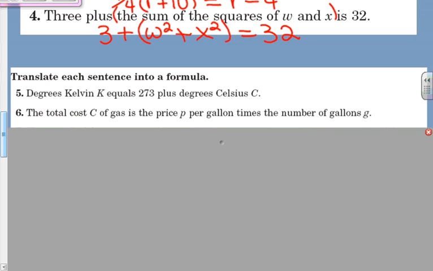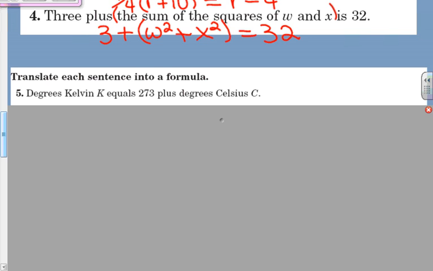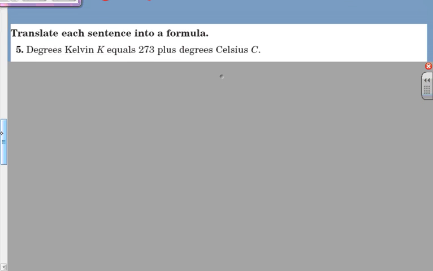You're also going to have to write formulas, which is the same thing. It's just going to represent a formula that you could apply to geometry and so forth. This one has to do with temperature. The degrees Kelvin, represented with the capital K, equals 273 plus degrees Celsius, and they give you the C, capital C.